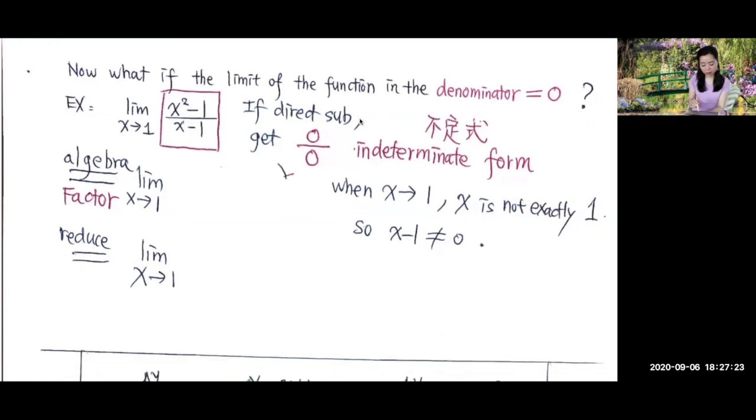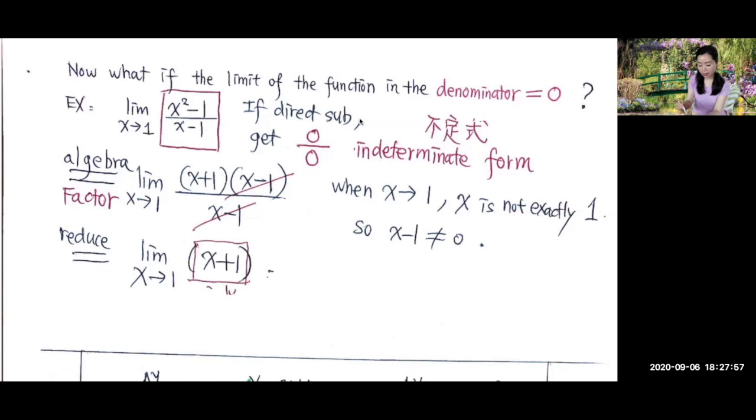So what happened over here, we need to investigate this a little bit further in order to find this limit. So we're going to do some algebra over here. We're going to factor this numerator into x plus 1 times x minus 1. The x minus 1 here is a common factor, so divide it out, leaving you with x plus 1. Now this is a polynomial, so we can go ahead and do a direct substitution to get the limit here. So that will be equal to 2.